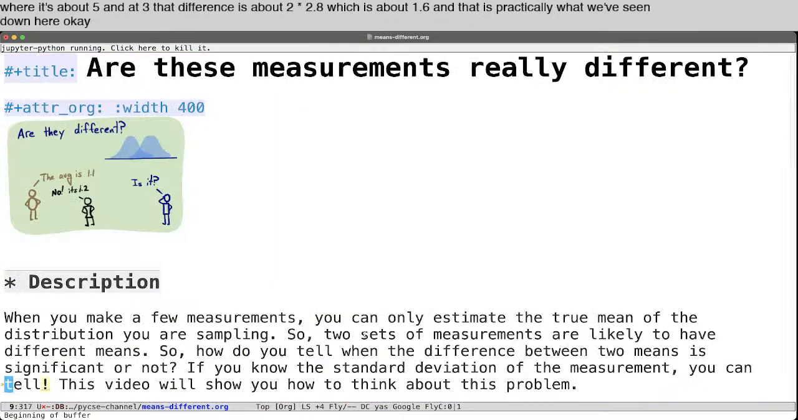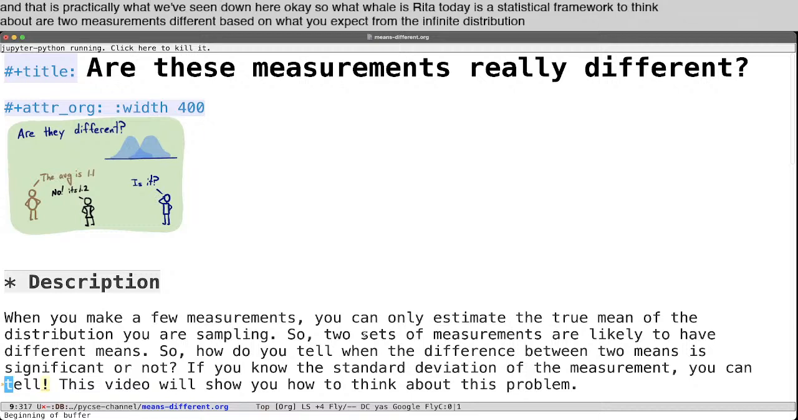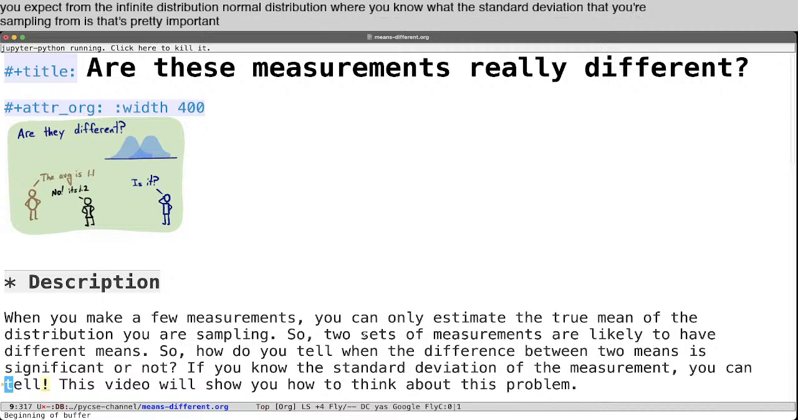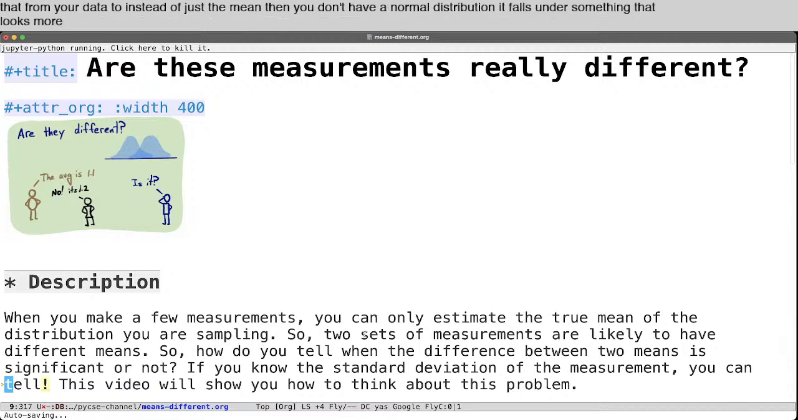Okay, so what we illustrated today is a statistical framework to think about whether 2 measurements are different, based on what you expect from the infinite distribution, the normal distribution, where you know the standard deviation that you're sampling from. That's pretty important. It turns out if you don't know the standard deviation and you have to estimate that from your data too, instead of just the mean, then you don't have a normal distribution. It falls under something that looks more like the student t distribution. It's a similar idea, just a different distribution to do the evaluation from.